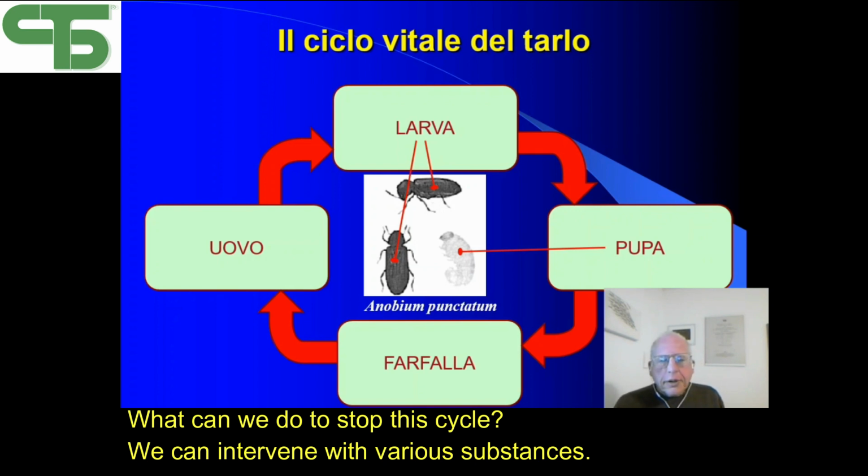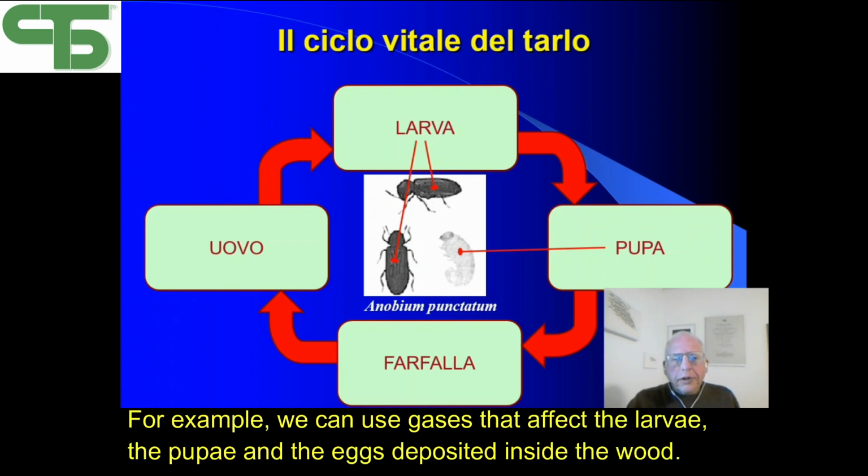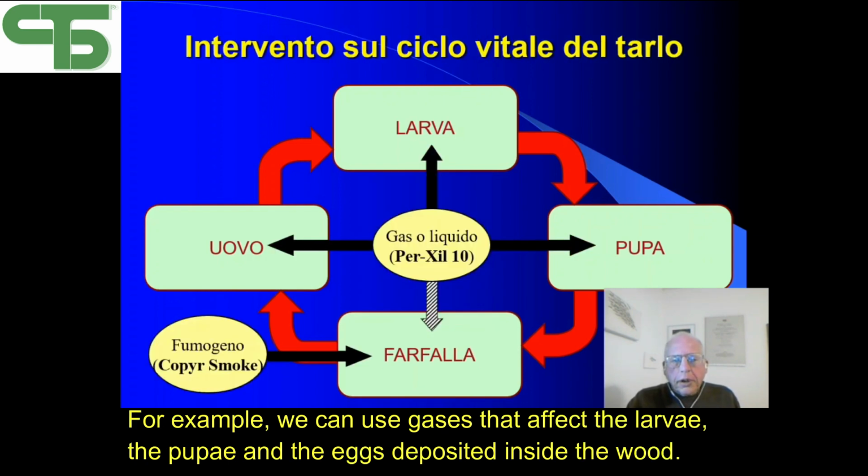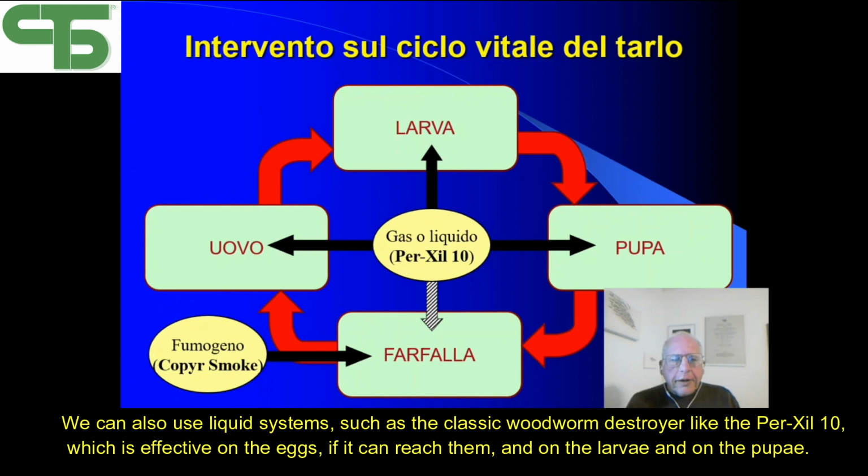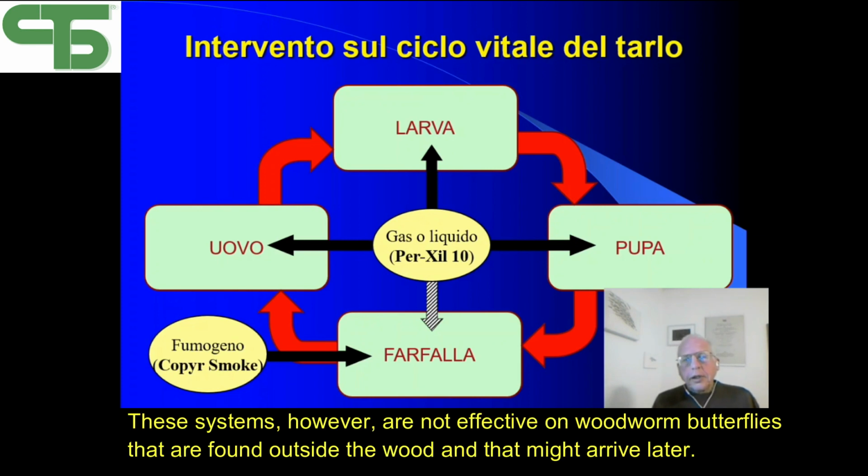What can we do to stop this cycle? We can intervene with various substances. For example, we can use gases that affect the eggs deposited inside the wood, as well as the larvae and the pupae. And we can also use liquid systems such as the classic woodworm destroyer like the Perxil 10, which is effective on the eggs if it can reach them, and on the larvae and on the pupae, of course. These systems, however, are not effective on woodworm butterflies that are found outside the wood and that might arrive later.